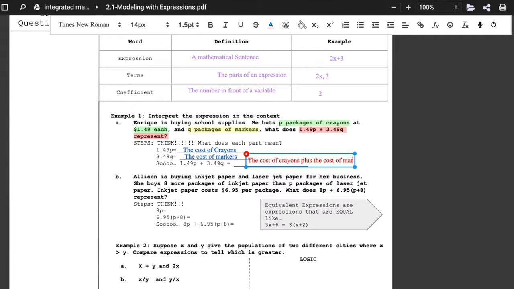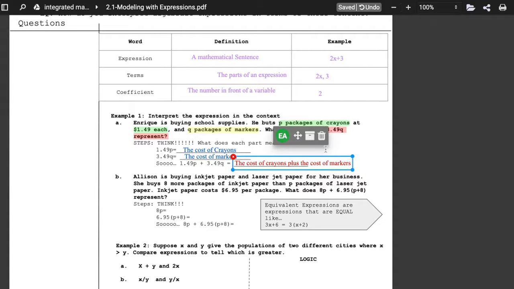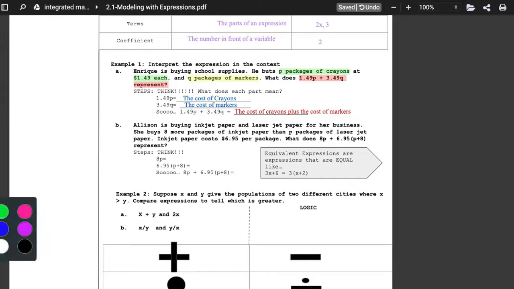I'm using words for this expression. And that's all we got to do. It's the cost of crayons plus the cost of markers. So it was pretty easy. So let's go ahead and look. I'm going to go and box that so you know that's our answer. So here, all we're just trying to do is interpret what the expression means.